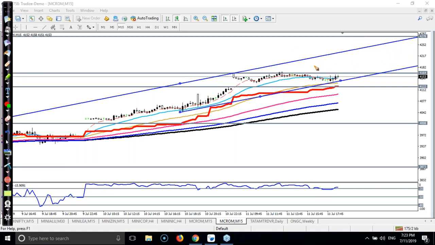And now you can see if they break this level, if price breaks this level, we'll start selling from this area, and our target will be somewhere here for the sell. This is our sell point. So that is to break this level, right?